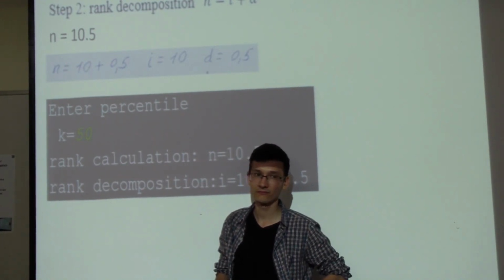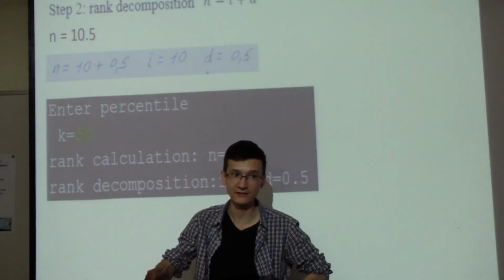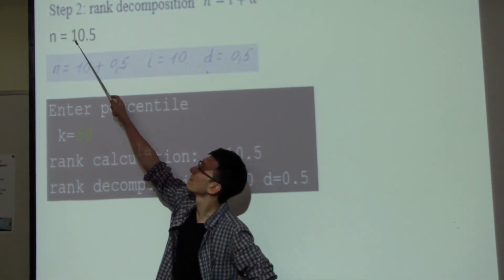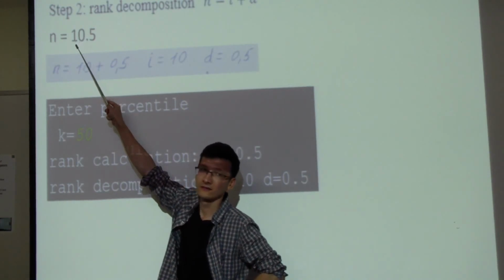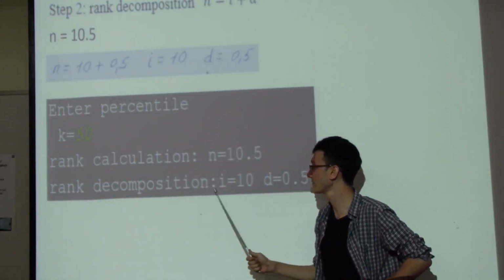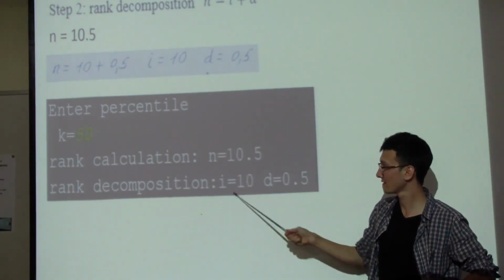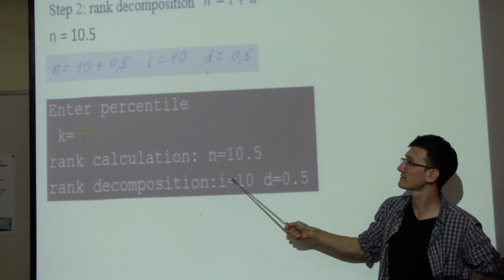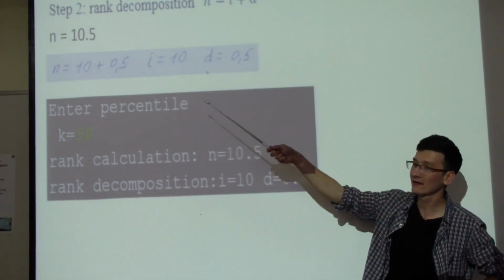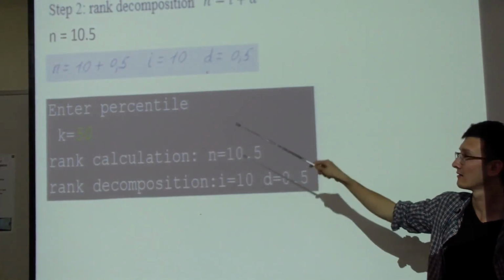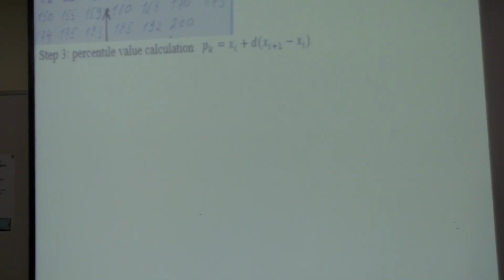But if you use the int function here, this will show you only 10. So you can find your i. Just before n, you have to write int, and inside it, n. The last one is our percentile.